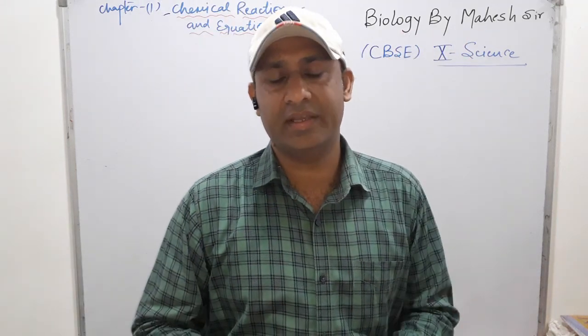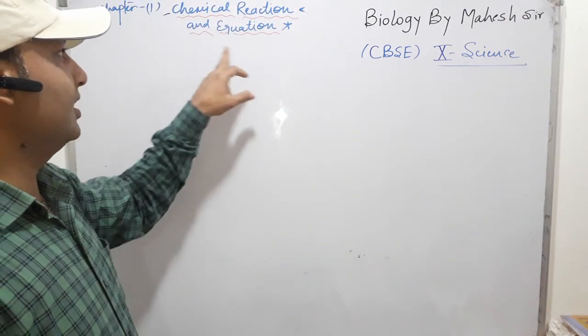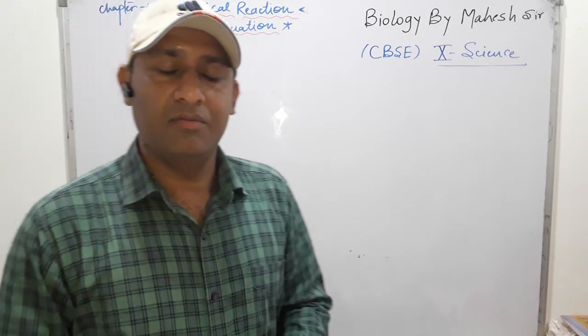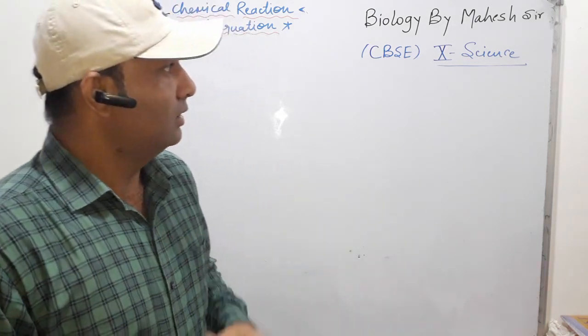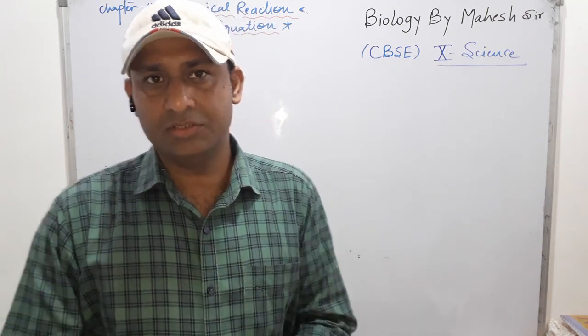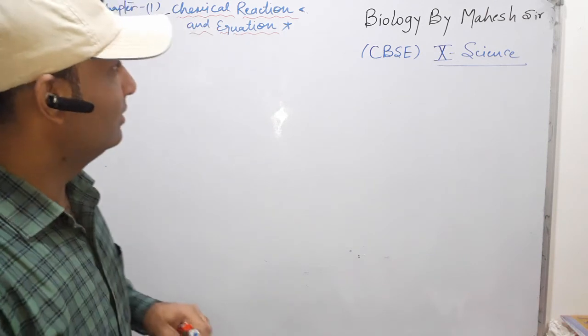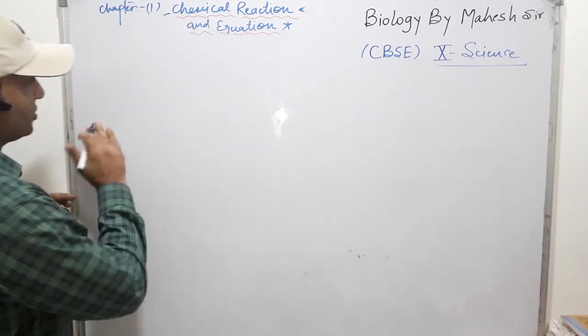Today we will take the next topic of class 10, chapter 1, chemical reactions and equations. In the last class we discussed the different types of chemical reactions, which are double displacement, oxidation reaction, and the difference between oxidation and reduction. Today I will explain how we balance a chemical equation.